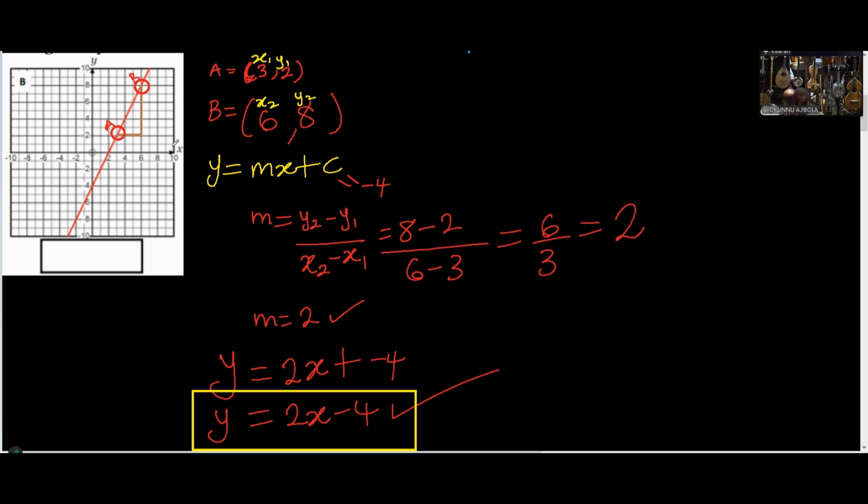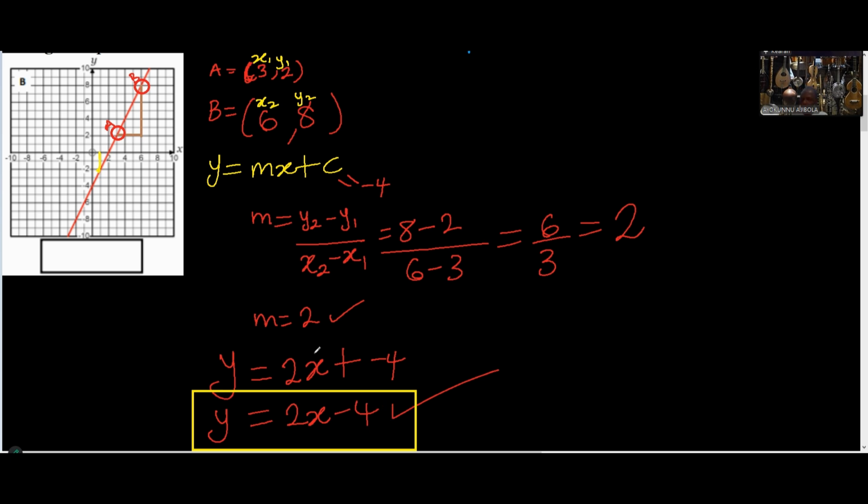Let's check another value. If x is 1, what do you think y should be? Y will be negative 2 on the graph, right? If x is 1, y will be negative 2. So let's check. 2 times 1, that's 2, right? Then 2 minus 4 is negative 2, okay?